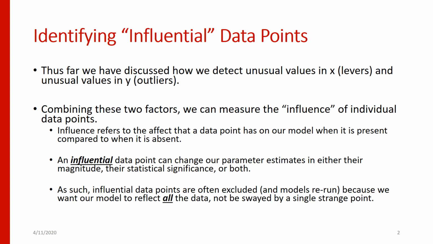We could have a situation where the inclusion of a data point might make the slope statistically significant versus not statistically significant. Or we could have a situation like we discussed in the previous videos where the inclusion of a data point caused the slope to completely switch, and we went from a statistically significant positive slope to a statistically significant negative slope, all based on the undue influence that a single data point was having on our model. So these influential data points we often want to exclude and then refit our statistical models, because we want our model to reflect all of the data and not be swayed by a single strange data point that is influencing the overall model.